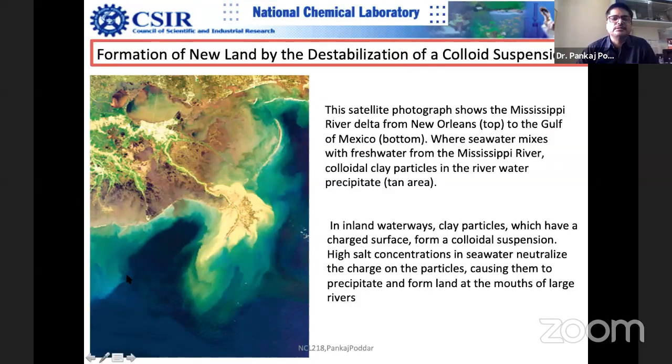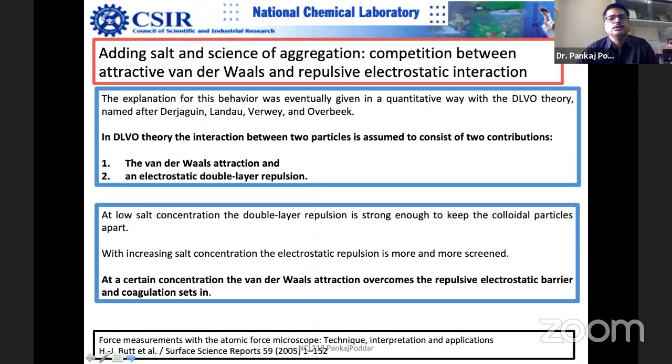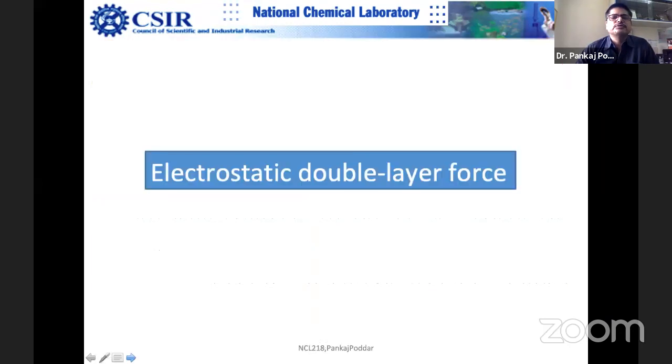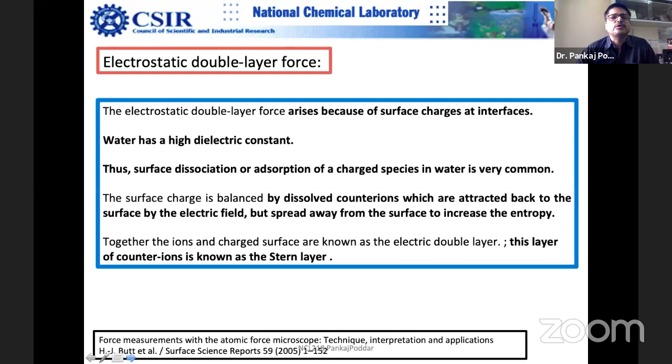That is the reason that the dust immediately settles, and then you have a lot of river delta formation, which is a natural process. So I have written it up here: DLVO, these 4 scientists together. So this is called basically electrostatic double layer formation.